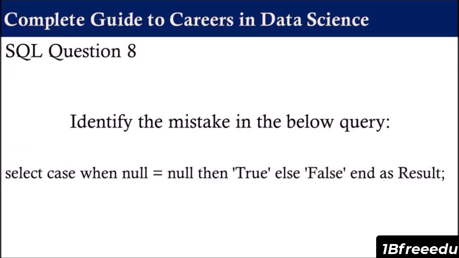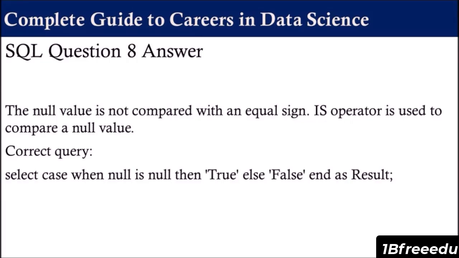The eighth question in SQL is, identify the mistake in the below query. Let's have a look at the answer. The null value is not compared with an equal sign. We should use the is operator to compare a null value in SQL. So the correct query will be select case when null is null, then true, else false, as result.